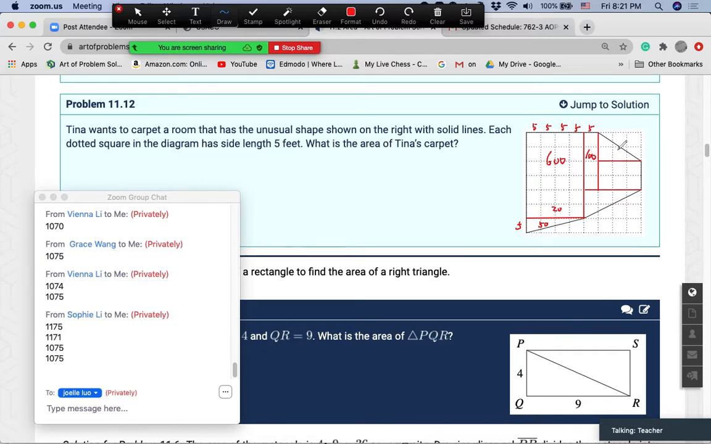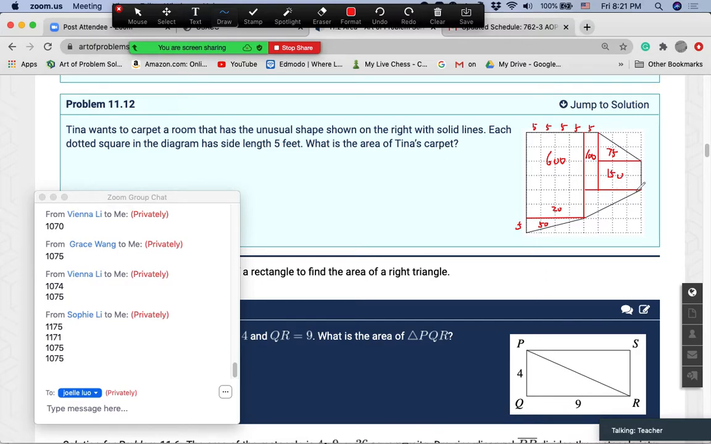10 times 15, 150, then divide by 2, 75. This one, 1, 2, 3, 1, 2. So that's 15 times 10, 150. Then this one, that's 10. This one, 1, 2, 3, 4.